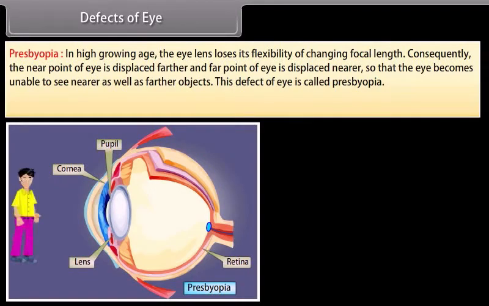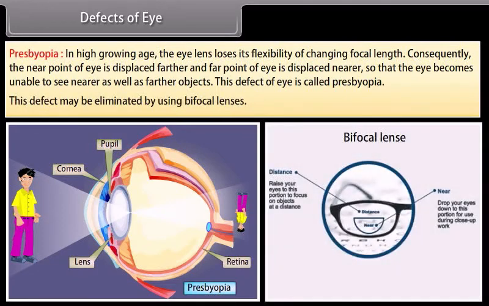Presbyopia. In old age, the eye lens loses its flexibility of changing focal length. Consequently, the near point of the eye is displaced farther and the far point of the eye is displaced nearer, so that the eye becomes unable to see nearer as well as farther objects. This defect of eye is called presbyopia. This defect may be eliminated by using bifocal lenses.